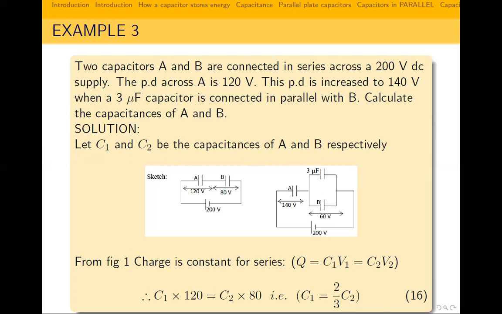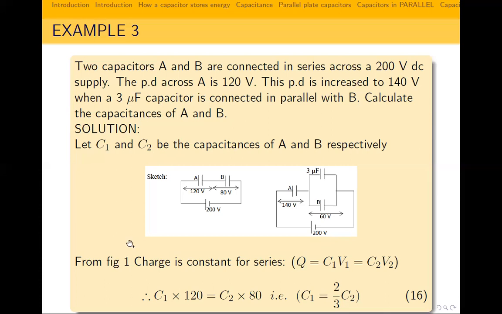Then you're told the next condition is that the potential difference is increased to 140 when a 3 microfarad capacitor is connected in parallel. So you do a sketch again. You put a 3 microfarad capacitor in parallel to B, and the voltage across A becomes now 140, and of course the source is not changed. So you need to calculate the capacitances of capacitor A and B, which we are calling here C1 and C2.